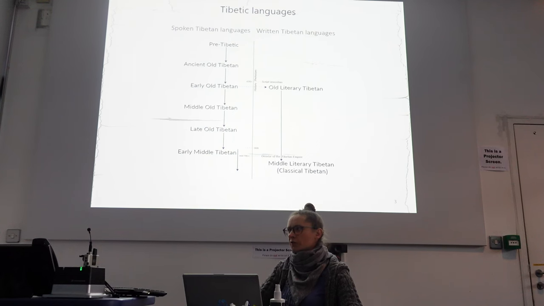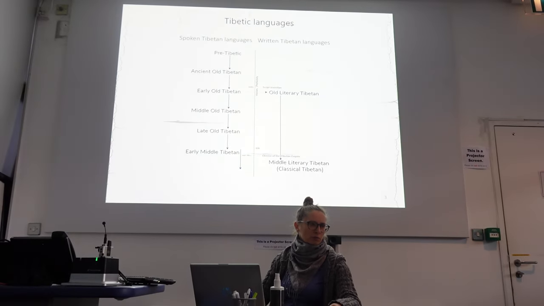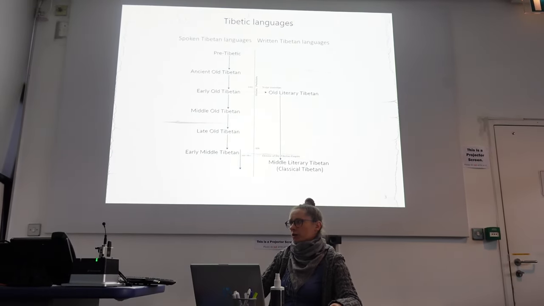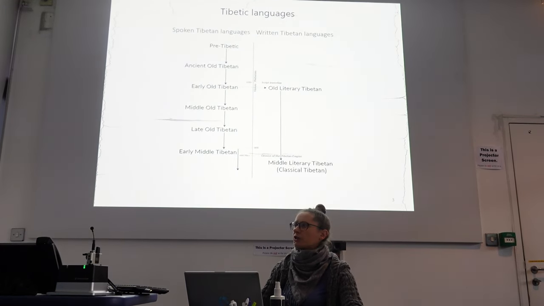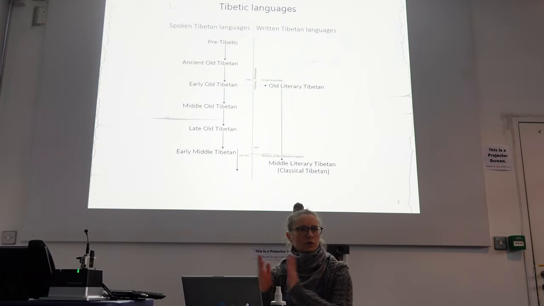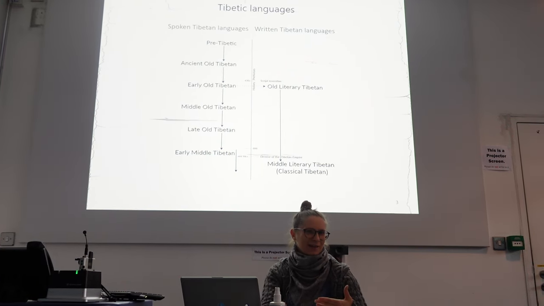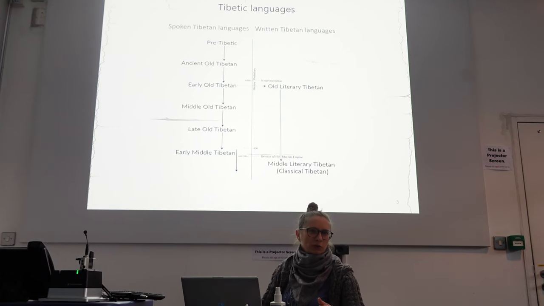This graphic shows you the periodization of Old Tibetan into ancient, early, middle, and late Old Tibetan, a periodization made on the basis of linguistic innovations and also dialect diversification. So these are spoken languages, to which, of course, we don't have any direct access. On the other side, we have Old Literary Tibetan, which is a written language, and this is the oldest attested, documented Tibetic language we have.